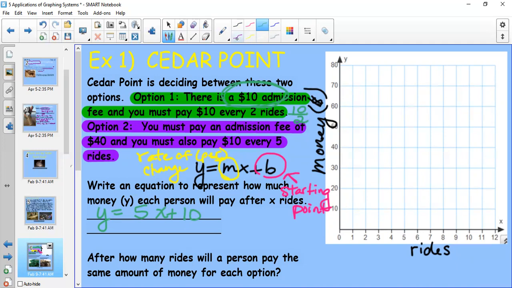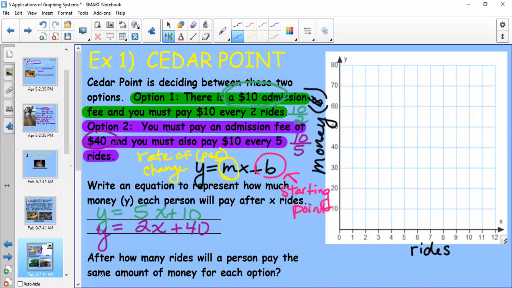Okay, I'm going to do the same thing here, but this time for option 2. And put this in purple since I highlighted it in purple up there, or pinkish purple. Okay, so option 2, you must pay an admission fee of $40. That's the starting point. I'm going to put that for the B. And you must also pay $10 for every 5 rides. Make that a fraction. 10 for every 5. Simplify that. 10 divided by 5 is 2. So our rate of change, or our slope, is 2.